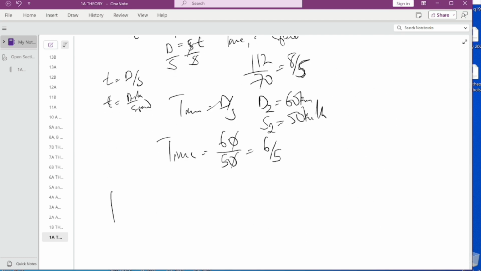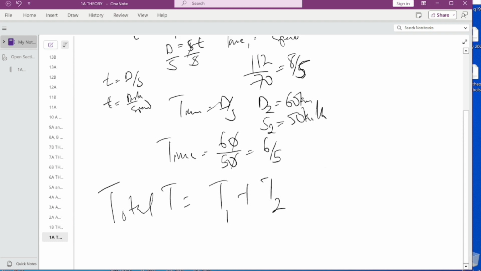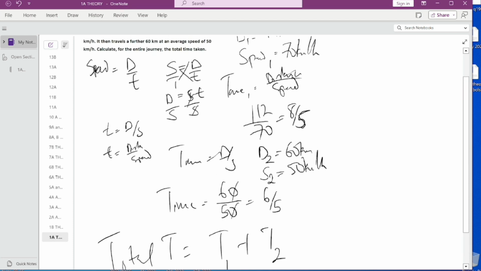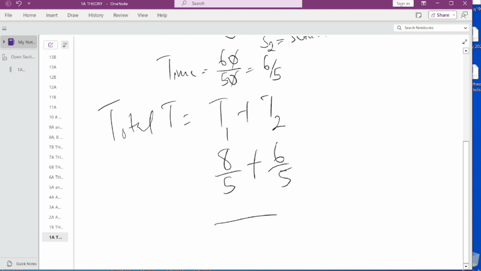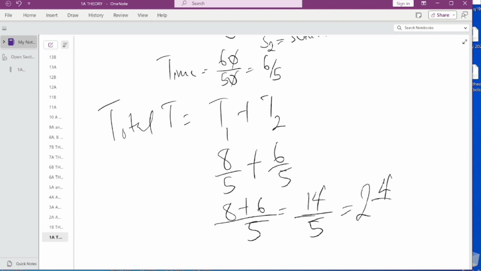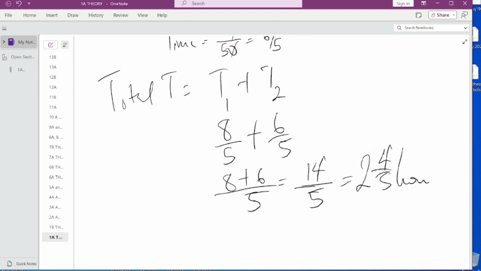The total time taken, total T, will be T1 plus T2. T for the first phase and T for the second phase, you add them together. The time for the first phase is 8 over 5, and for the second phase is 6 over 5. You find your LCM, which is 5. 8 plus 6 will give you 14 over 5. This is an improper fraction, so we'll turn it into a mixed fraction, which is 2 whole number, 4 over 5 hours.